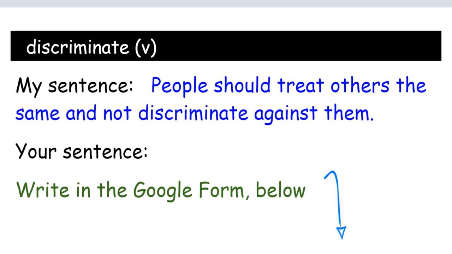Here's mine. People should treat each other the same and not discriminate against them. Not treat one person differently from the way they treat other people. What would your sentence be? Write it in the Google form below.